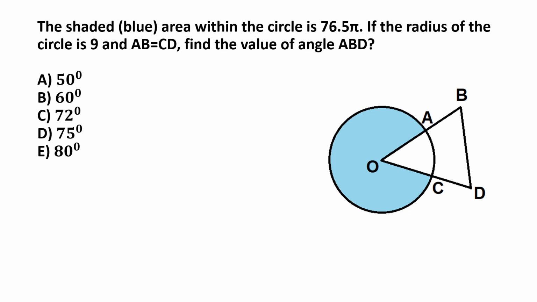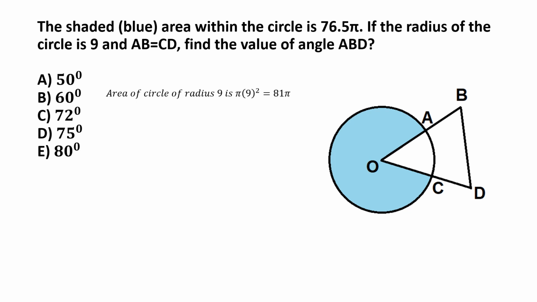We start this problem by noting the area of the circle given in the figure. Given that its radius is 9, the area of the circle is simply pi r squared, where r is the radius. So it's simply pi multiplied by 9 squared, and that comes to 81 pi.